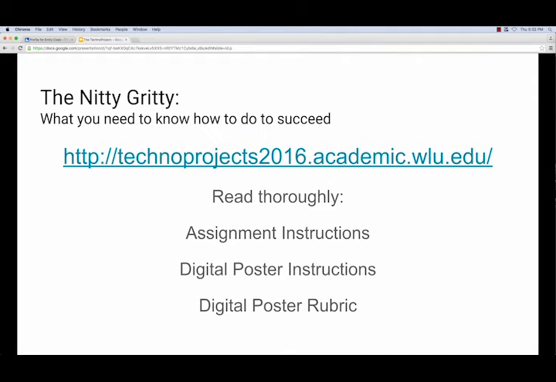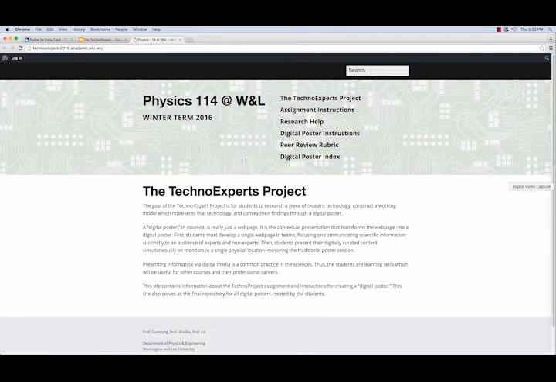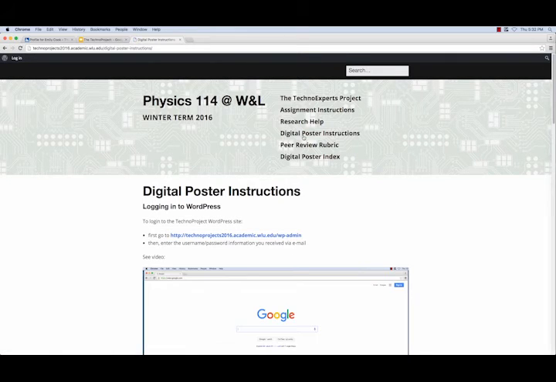The nitty-gritty. So what you actually need to know to succeed in this project. First, you want to look at the Technoproject website. It's technoprojects2016.academic.wlu.edu. I can show you what it looks like now. Look through this website, but read a couple things thoroughly. First, thoroughly read the assignment instructions. The digital poster instructions will include very basic things, like how to actually log into WordPress and finding and using images. Videos are provided as well, in case you get lost.